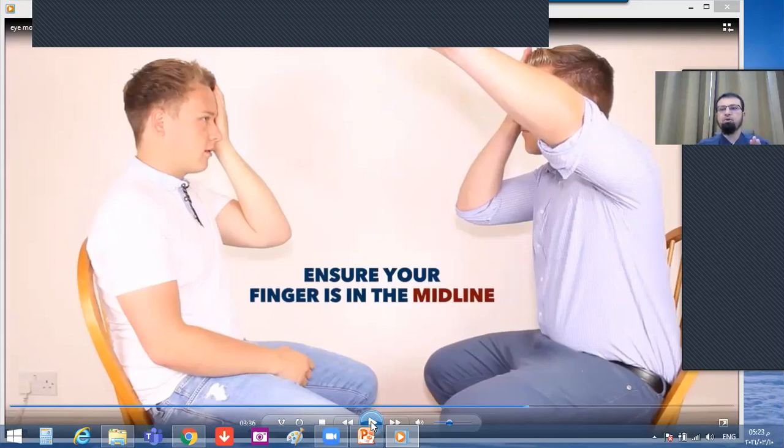Now, something very important: when you do an assessment for a patient with brain injury, don't be very quick in the assessment. For example, if I do, okay, can you see my finger? Can you see my finger? Can you see my finger? They will not see anything. So what you need to do is the assessment slowly, and give them the instruction slowly as well.